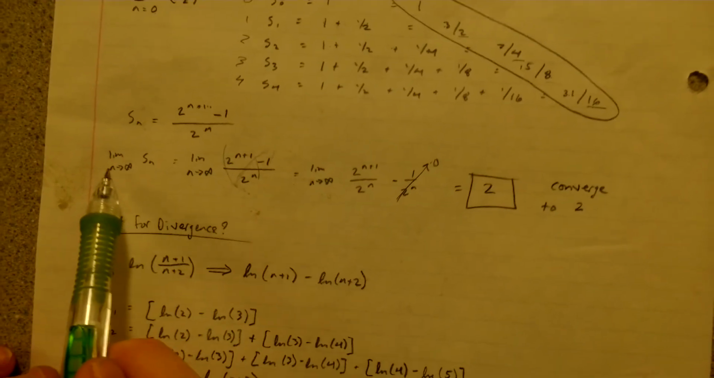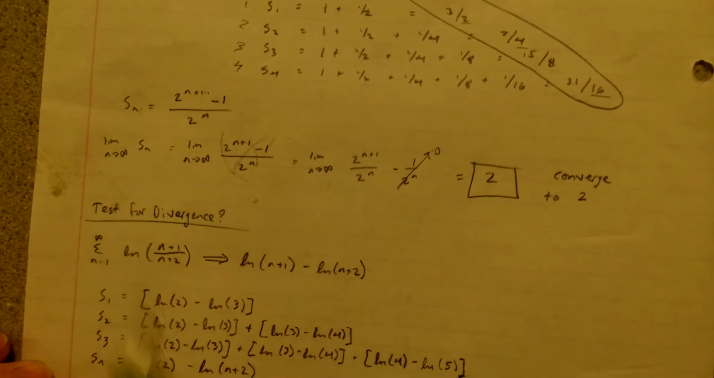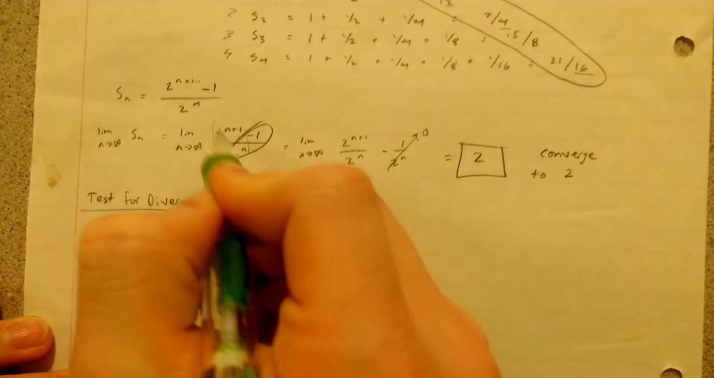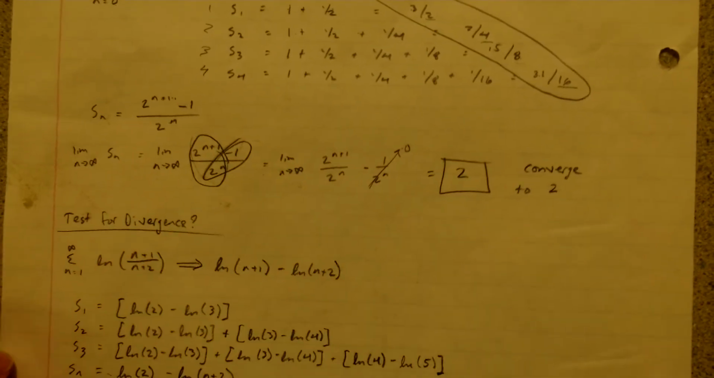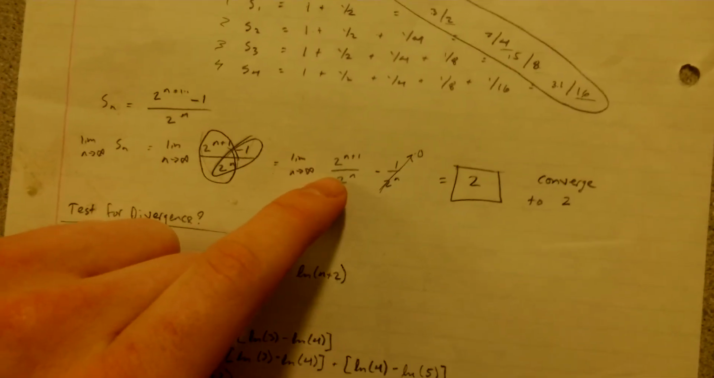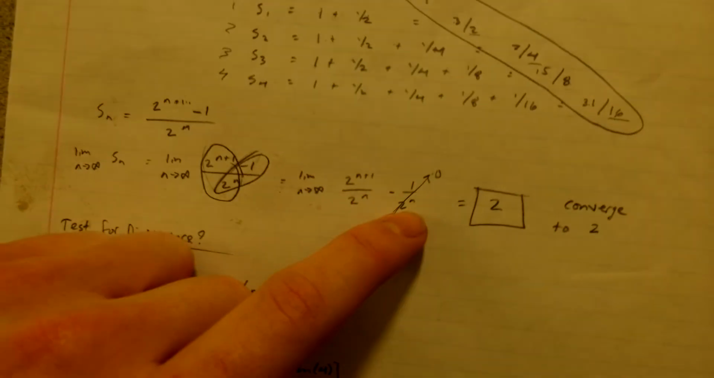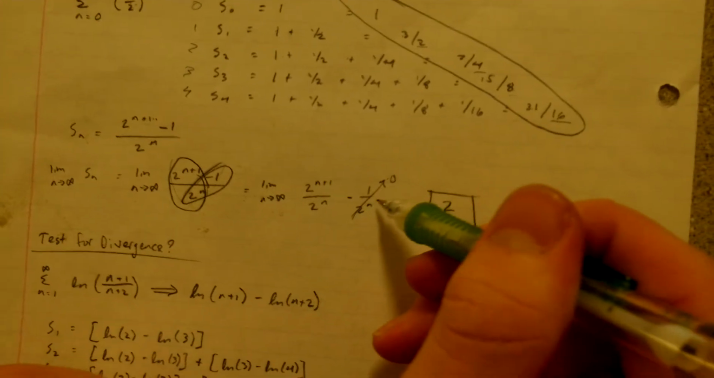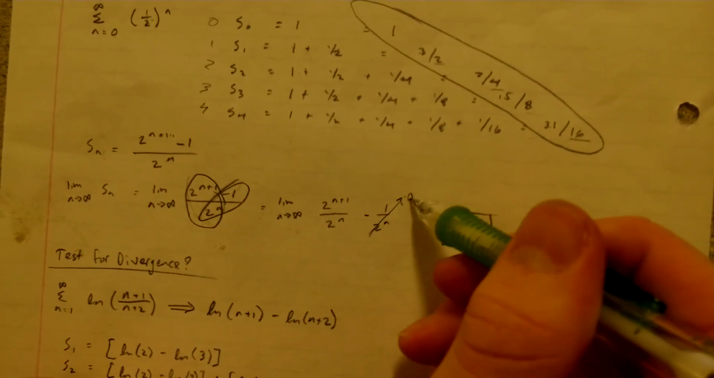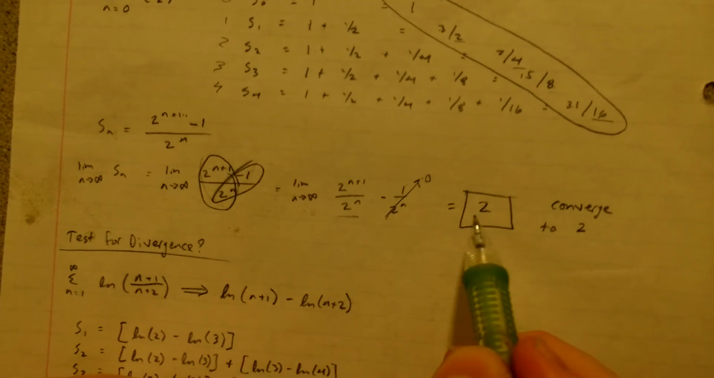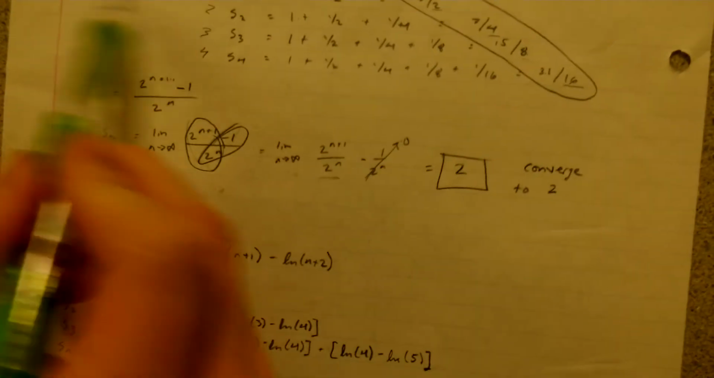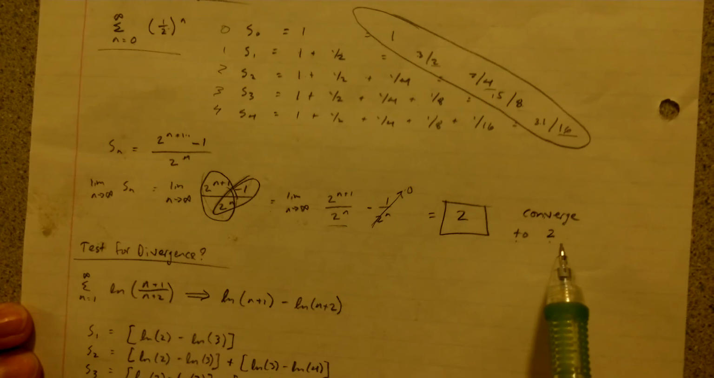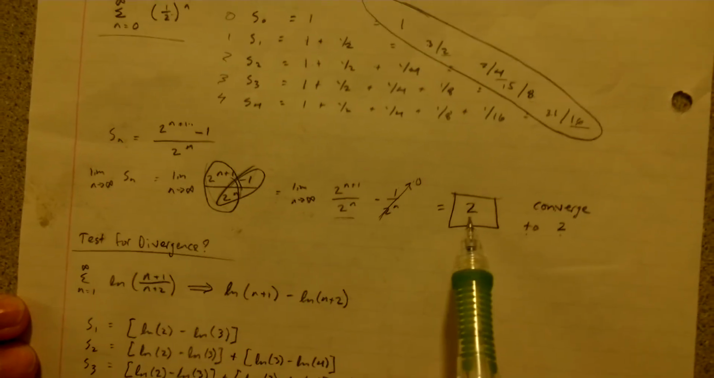If we evaluate the limit as n approaches infinity of s sub n, we can break this in half, so we can put the denominator under both terms of the numerator. So we have the limit as n approaches infinity of 2^(n+1) over 2^n, minus 1 over 2^n. And we know that 1 over 2^n will go to 0. We know that this will go to 2. So we know that this series will converge to 2 because the partial sum approaches 2 in this limit.